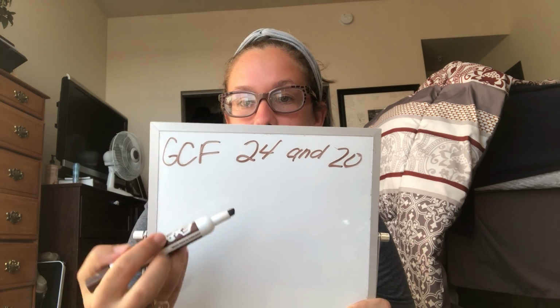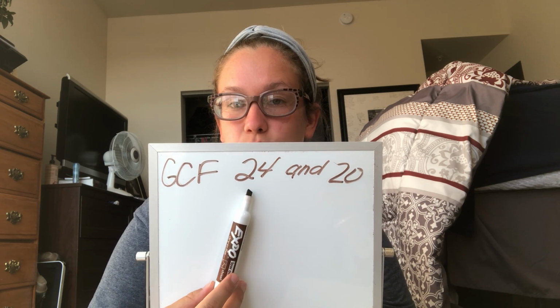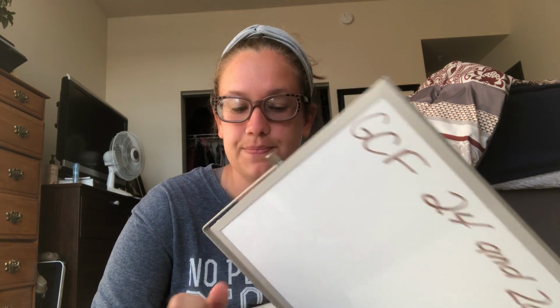So if I wanted to find the greatest common factor between two numbers, or GCF, greatest common factors, let's say I'm going to find the greatest common factor of 24 and 20. So I need to find the factors of 24 and the factors of 20, and then I'm going to look for the largest number they both have in common. So go ahead on your end and find the factors of 24 and the factors of 20. And I'll do that over here.